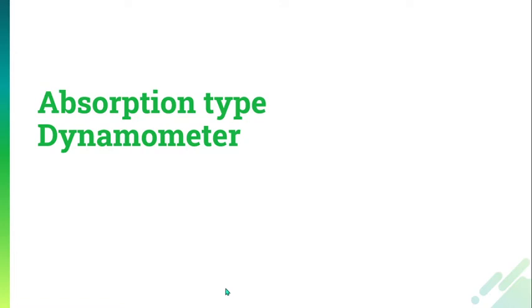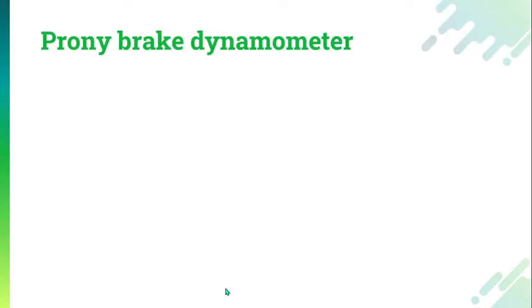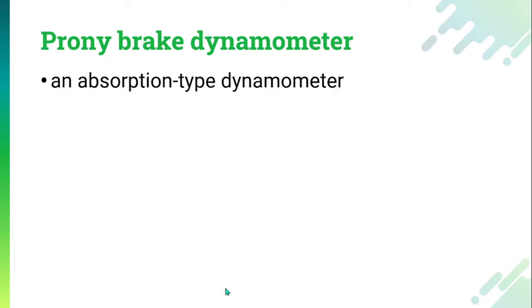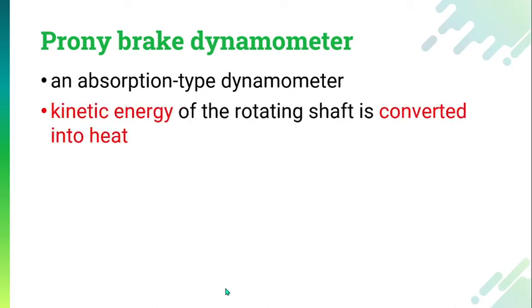The very first dynamometer that we have seen is the Prony brake dynamometer, which is one of the absorption type dynamometers. In this dynamometer, the kinetic energy available in the rotating shaft is converted into heat by using the friction between the braking mechanism and the pulley that is available on the shaft. Here we use the friction element for creating the reaction power.